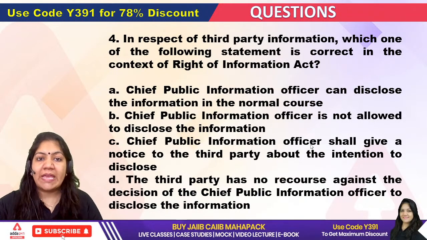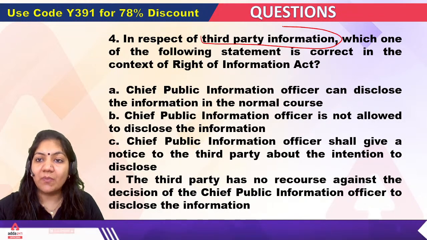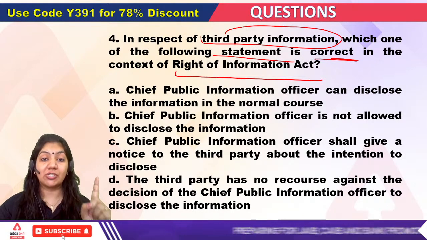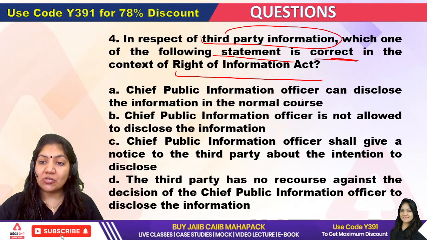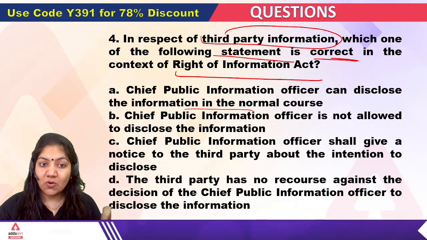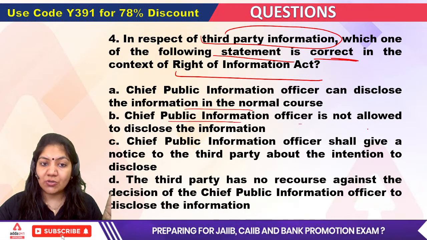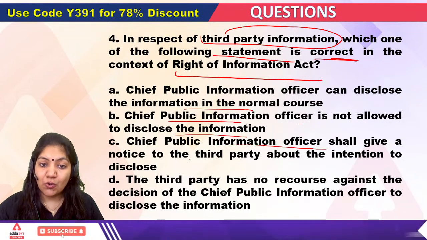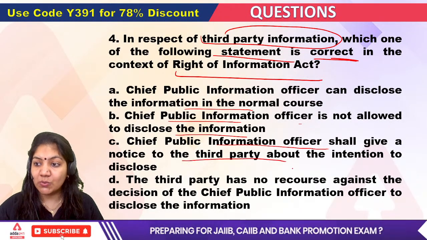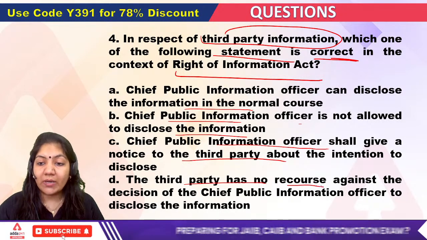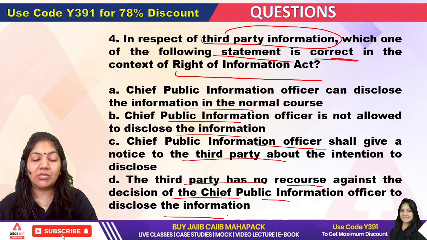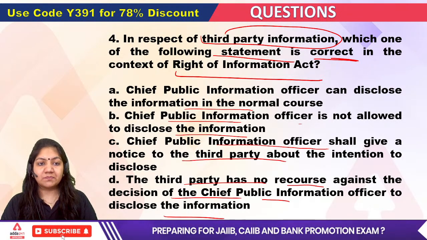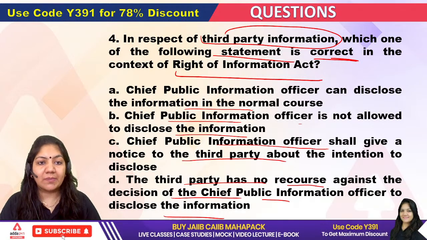Good. Now, in respect of third party information, which of the following requirements is correct in context of the Right to Information? First, the Chief Public Information Officer can disclose the information in the normal course. Second, the Chief Public Information Officer is not allowed to disclose the information. Third, the Chief Public Information Officer shall give a notice to the third party about the intention, and fourth, the third party has no recourse against the decision of the Chief Public Information Officer to disclose the information. It's about the right to information. What is the exact answer?